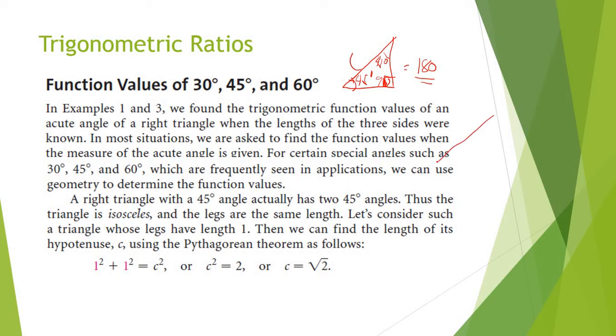And then for 30 and 60. So if you have this angle, for example this one, wherein you have 90 degrees here, if this will be 60 degrees, so this will be 30 degrees. Or this will be 30 degrees, this will be 60 degrees. That is the 60-30 degrees rule. So again, if you add all the angles, that will be equivalent to 180.